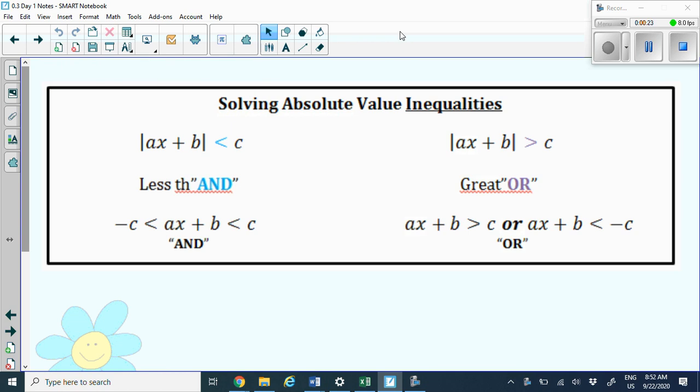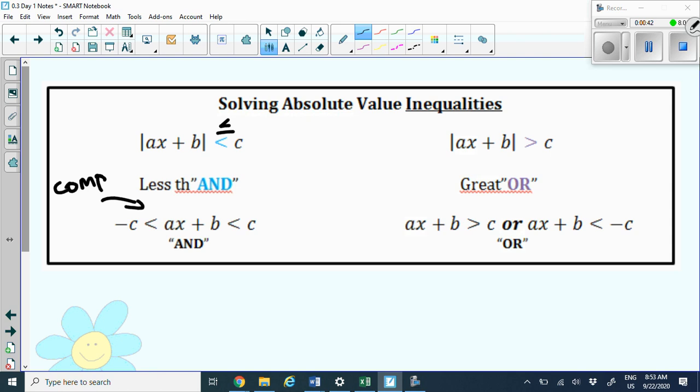We have where it's the absolute value of ax plus b is less than c. Now this could also be less than or equal to, okay? This is what we call the and problem because it's less than. Now, when we solve these, we are going to write a compound inequality. And so what's going to happen is that we're going to have what's inside the absolute value bars in the middle, and then our c value, we will have positive on the right, and then the negative value on the left there, okay?